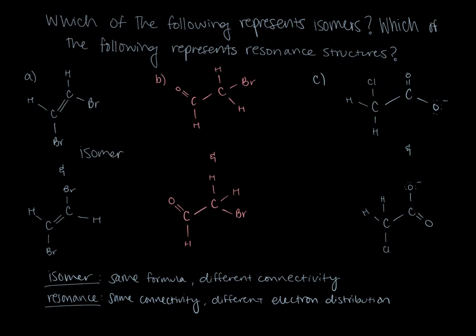Now let's move on to set B. When comparing these molecules, you may first think that they are isomers because of the change in position of the bromine and the hydrogen. In reality, however, this is not a 2-dimensional molecule, and we know that this molecule is just rotating around the single carbon-carbon bond. Because of this, these compounds are actually identical, and thus neither resonance nor isomers.